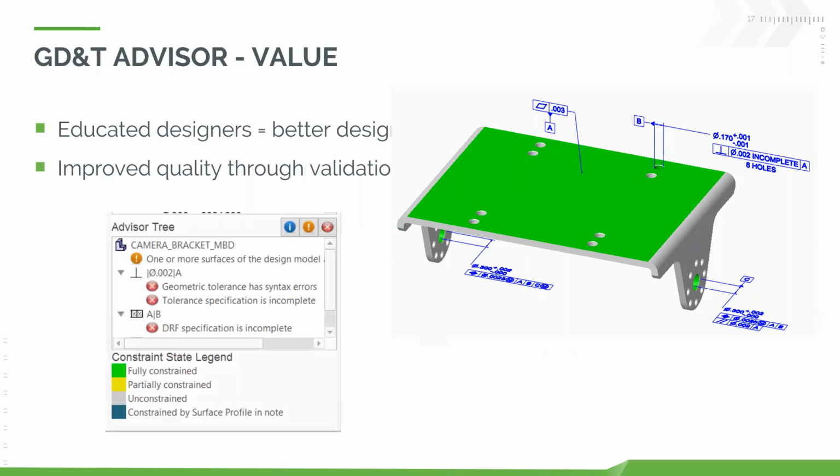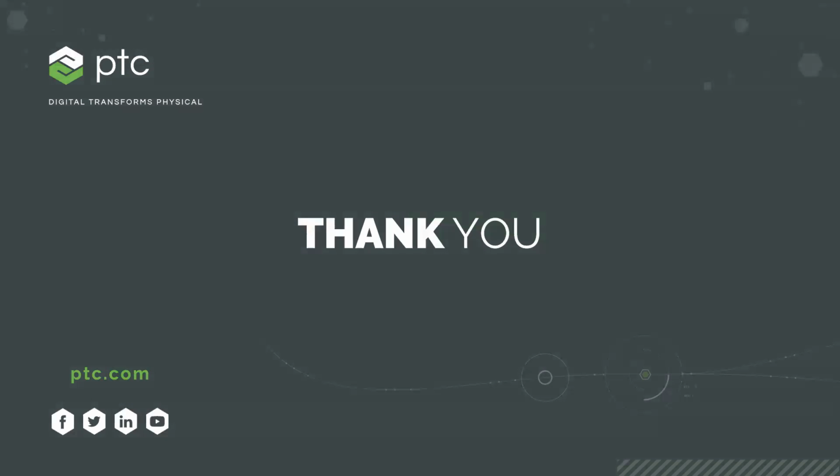And then lastly, improve quality through validation. That advisor tree, like I said, tells you when something is wrong immediately before you ever try to hit the save button. It tells you what's there, what's not there, so that you know and you can learn and end up really with top quality designs and complete designs with all of the information that anybody needs. So that's all that I had planned to go through for this demonstration of Creo MBD and GD&T.